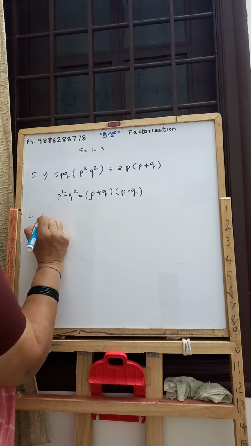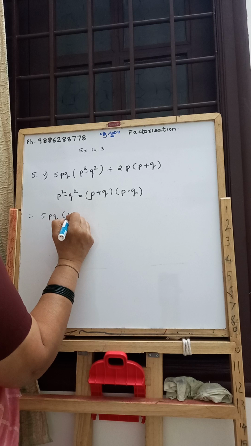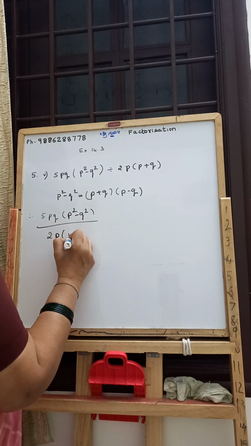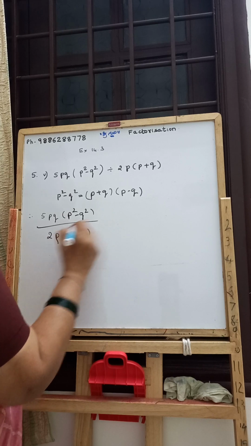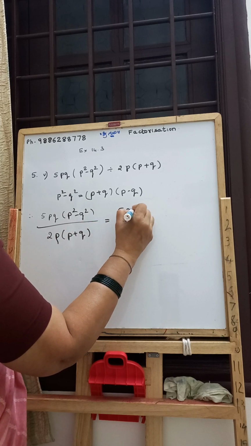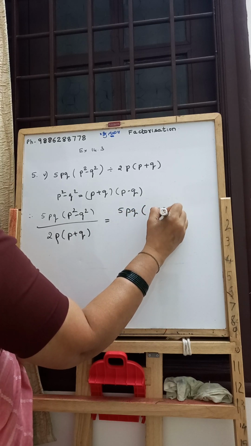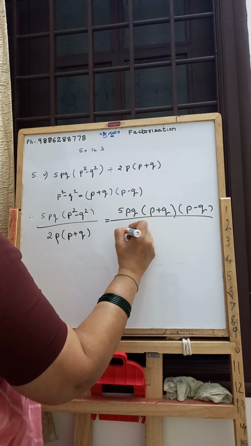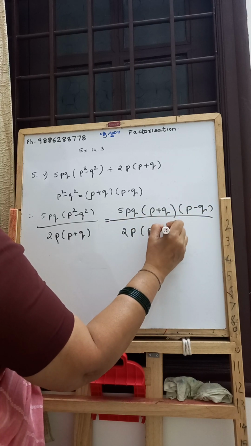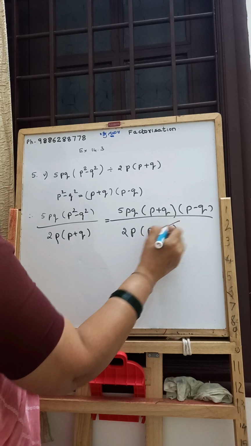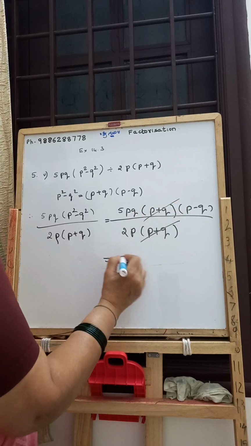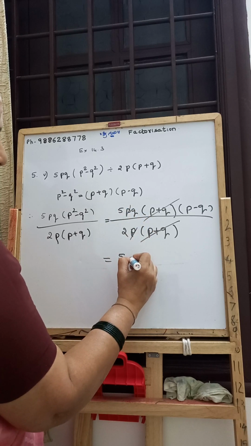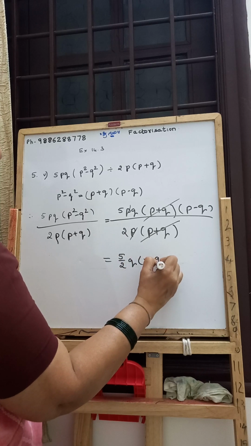Therefore, 5pq into bracket p square minus q square divided by 2p into bracket p plus q is equal to 5pq into bracket p plus q into p minus q, all divided by 2p into bracket p plus q. So this whole bracket expression cancelled. We are left with 5 upon 2 q into bracket p minus q.